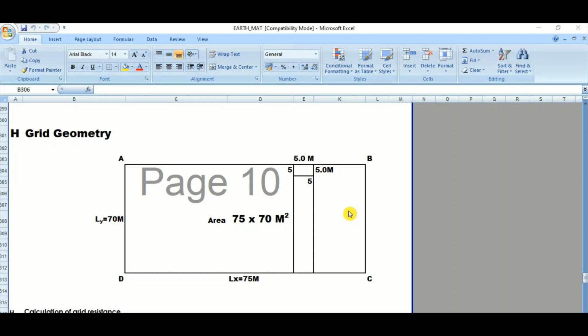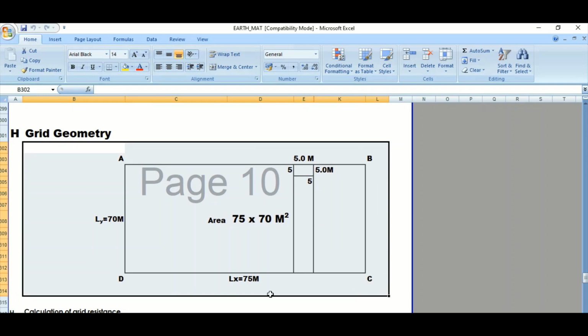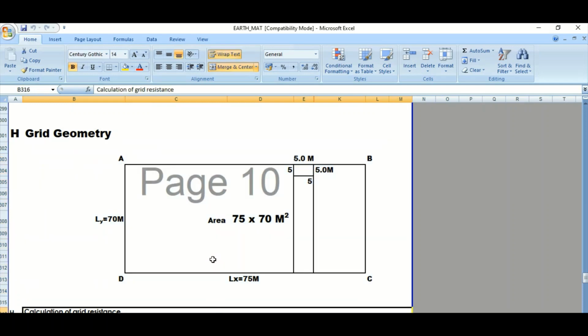Let's discuss today in this video how to design the earth mat, whether it is a power plant network or any other utilities, power generation or any substation. We need to do this calculation, ground grid design, and this video will cover the earth mat sizing, how to do that in an Excel spreadsheet based on the IEEE 80 guidelines.